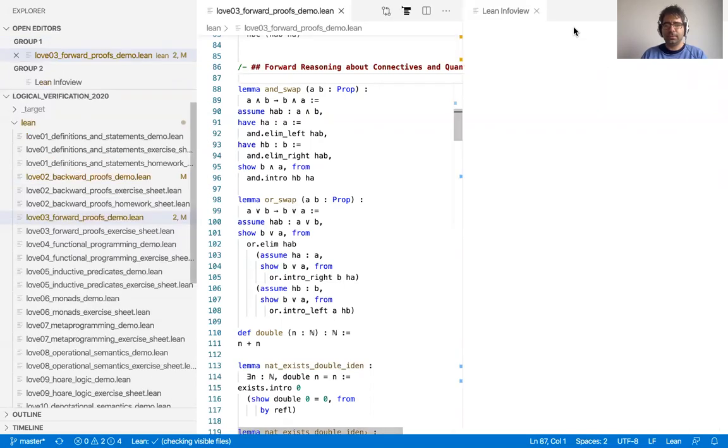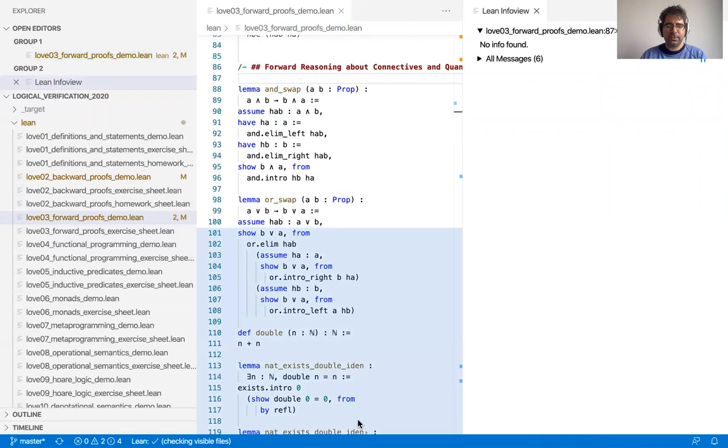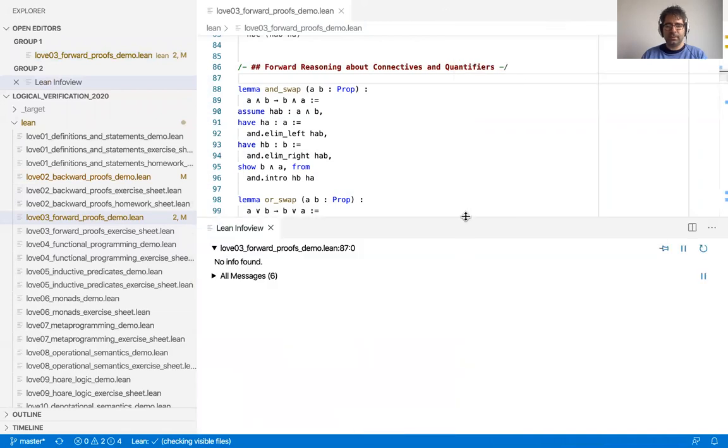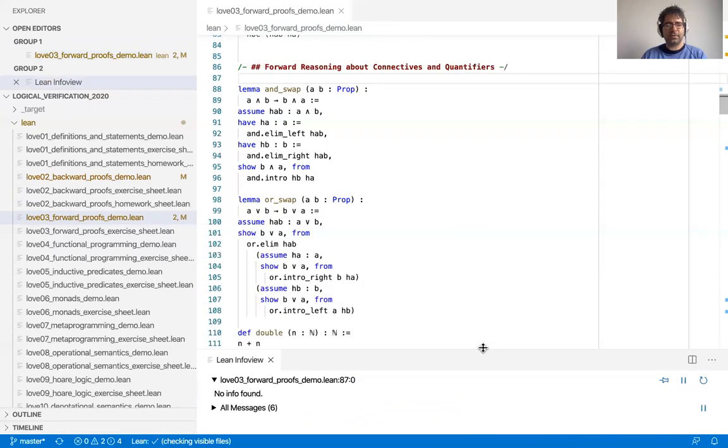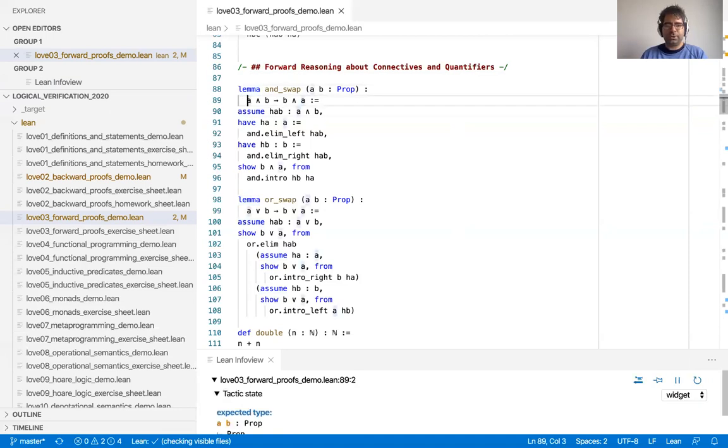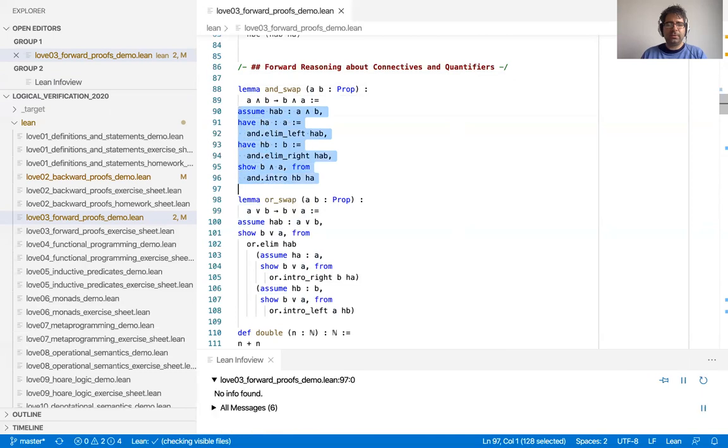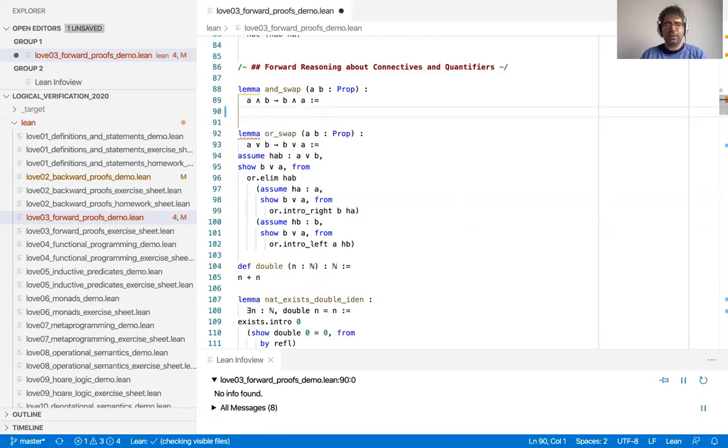And I should really open that info view window and put it at the right place. That's going to come in handy, I guess. The first example is commutativity of conjunction. And so now, okay, well, the proof is already given. There's not much to learn from such a proof. It's better to start from scratch, right?